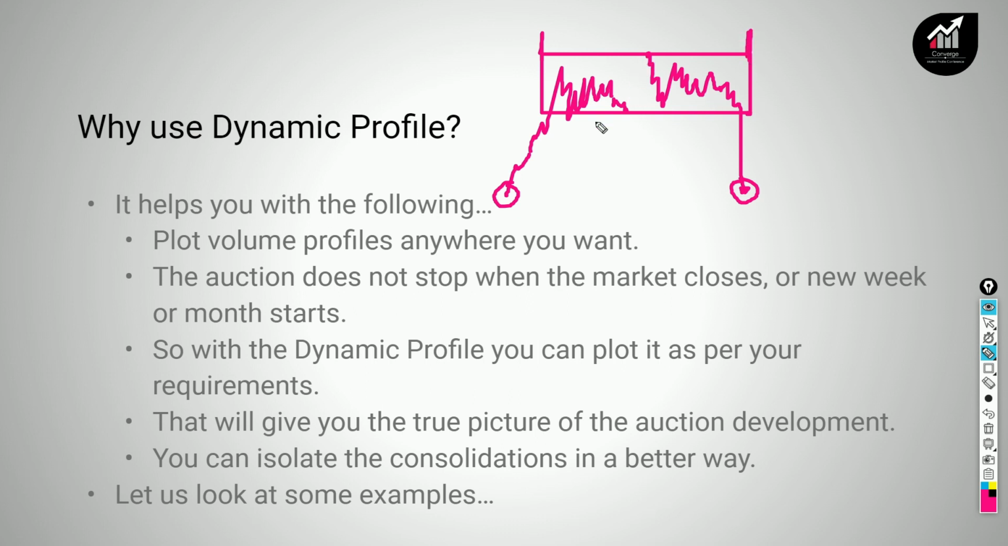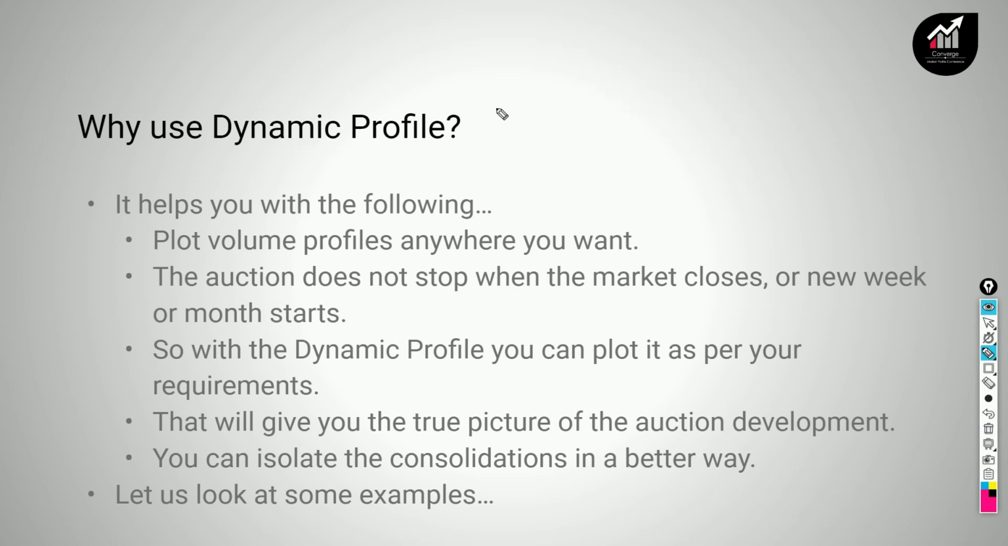That is now possible using the dynamic profile, and you can look at the distribution of only this area, and then take your trading decisions based on the volume profile information that you get for just this area. All right, that is the benefit. Sometimes on a higher time frame chart, you get into month-long consolidations, two, three, four months where the market is just moving sideways and not doing anything, and that again can be captured easily using this dynamic profile indicator, right? So it will help you plot the profiles as per your requirements, and that usually gives you the true picture.